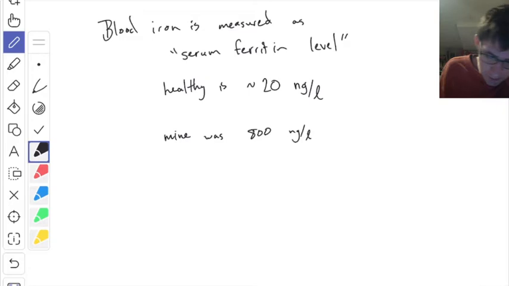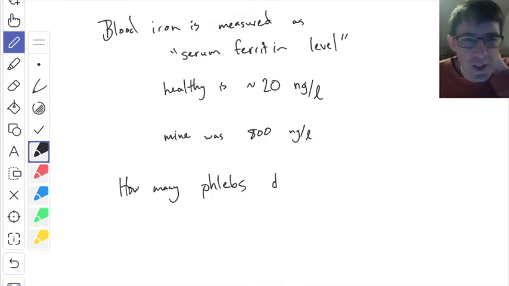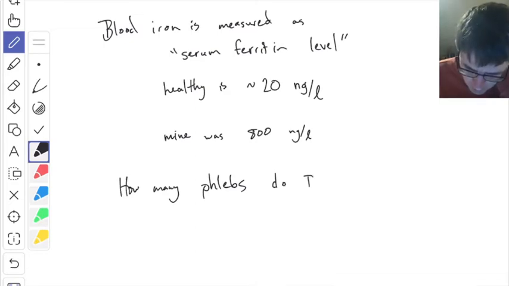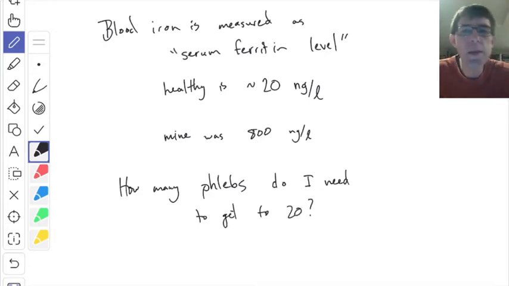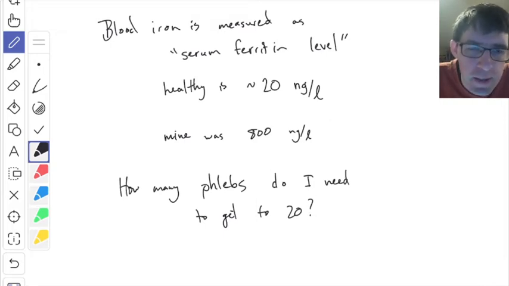This is the question I want to answer. How many phlebs? This is what the nurses call it. We're gonna phleb you. How many phlebs do I need to get to 20? The answer has to do with the fact that every time you do the phleb, it reduces the iron by 10%. This is our assumption. Of course, medically, it's not exactly going to be 10% every time, but that's more or less the way it works. Because 10% of the blood is being removed, that means 10% of the iron will be removed.